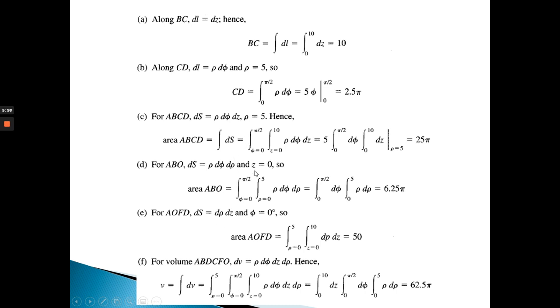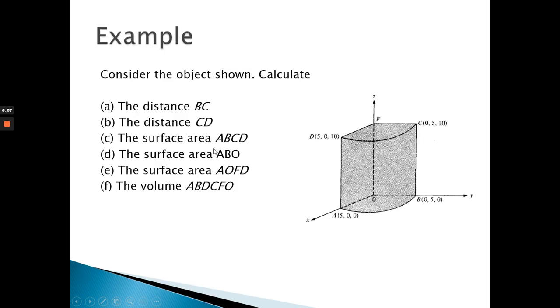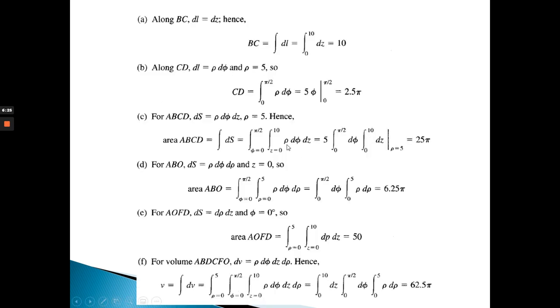I'm going to go a little fast because these things are actually known to you. So now we deal with ABCD surface area. Which one is constant here? Only the rho is constant, because phi is moving and Z is moving, right? So we have rho d phi dz here, and the limits are there. So we find this one.